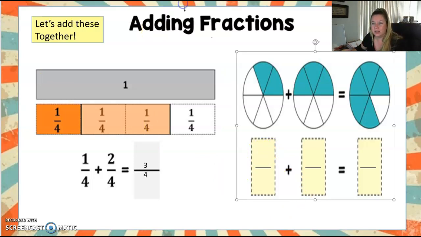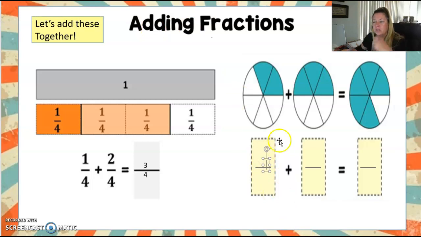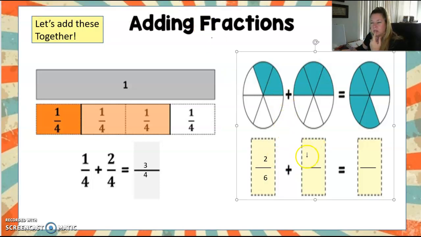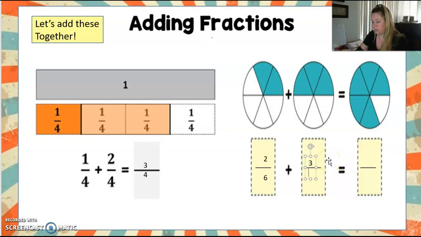The same thing. First, I'm going to look and see how many parts, because I need to make sure I have the same denominator. 1, 2, 3, 4, 5, 6. Okay. 1, 2, 3, 4, 5, 6. Same. 1, 2, 3, 4, 5, 6. Same. Okay. Now I am good to go. So this one has 2/6. This one has 3/6. So we're going to add them together.